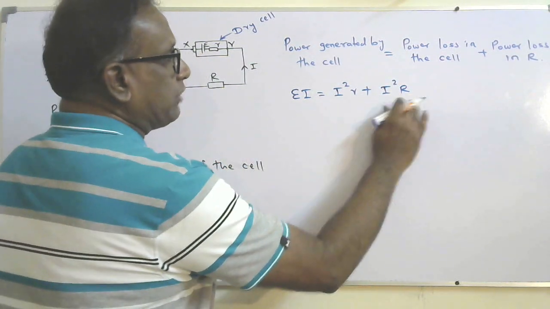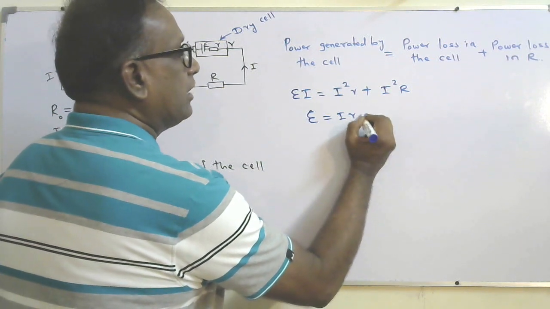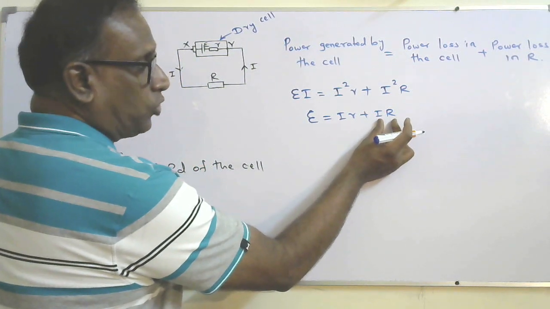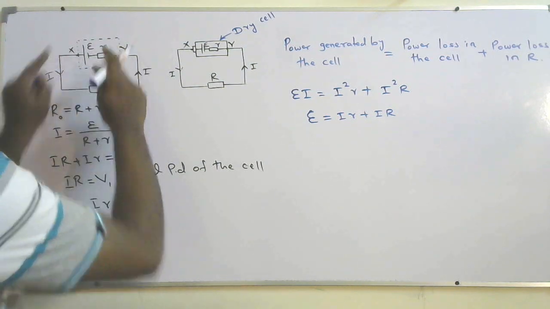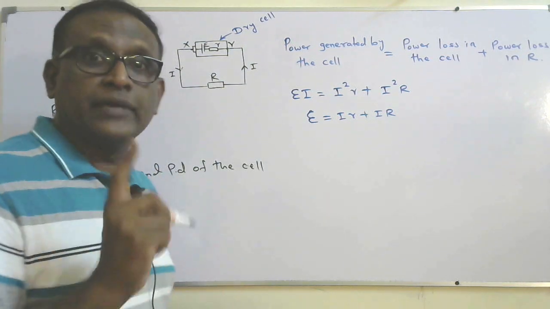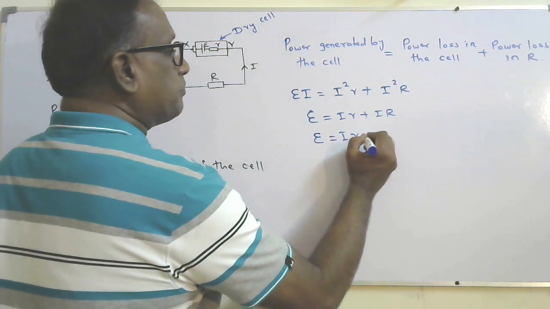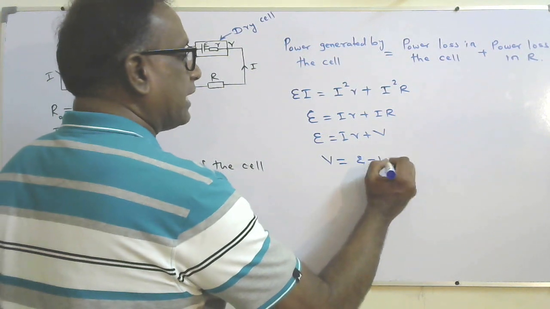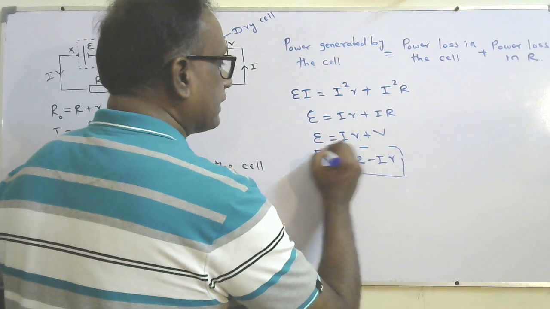So divide the whole equation by I. That will be EMF equal to IR plus Ir. But we know IR is the voltage across the external component. That will be the same as the terminal potential difference, which I denote by V. So EMF equal to Ir plus V. Make V the subject: V is equal to EMF minus Ir. So I got the same equation that I got here.